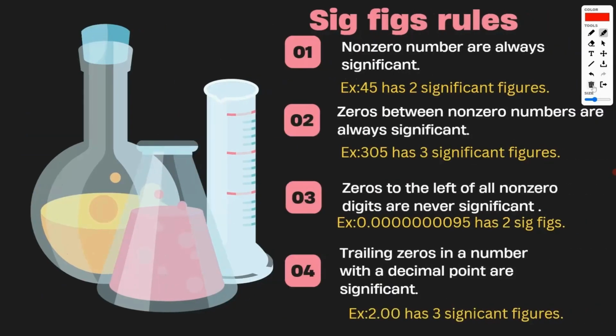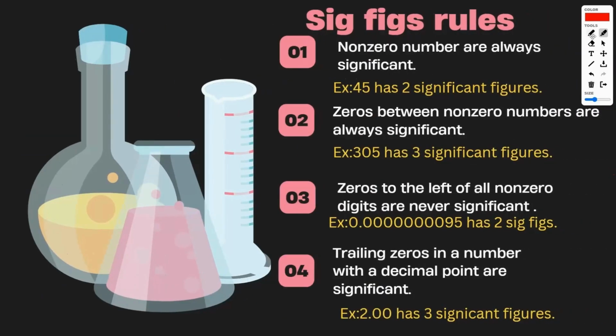So, here are some sig figs rules that I have listed. Non-zero numbers are always significant. So in my example, I have 45. Both of these numbers are non-zeros, so they are both significant.